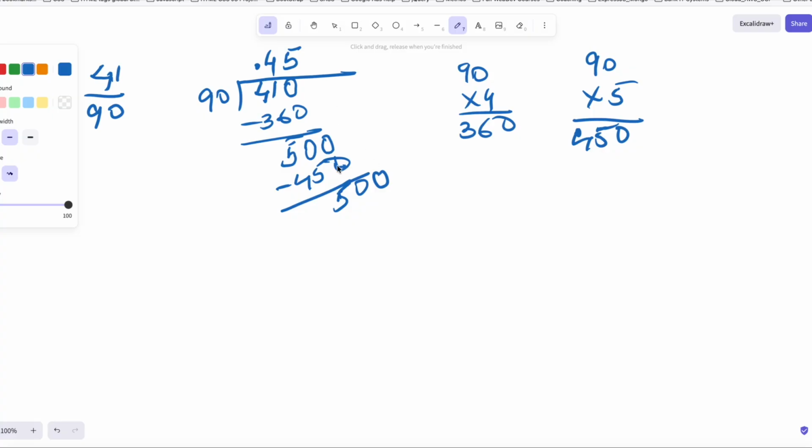So you already know from the previous step how many times 90 goes into 500. Well, 5 times, right? So give yourself 5 on top. 90 times 5 is 450, right? You do this, and what's the answer? Guess what? It's 50 again.